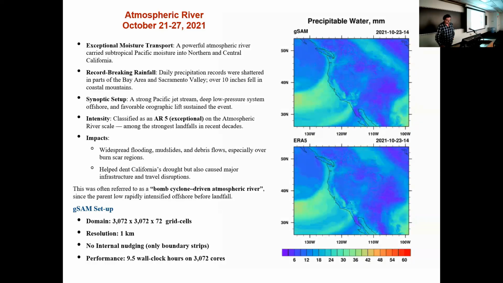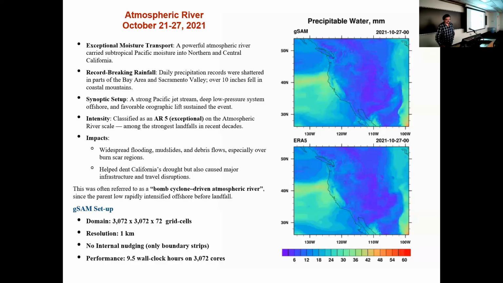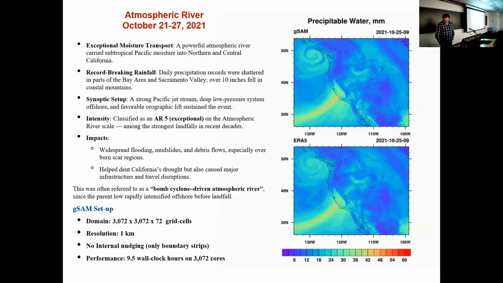So there is no nudging inside the domain. You can see that it's very close, reproduces circulation over Western United States, that it's actually sometimes difficult to tell them apart. So again, there is no nudging in the middle of the domain.